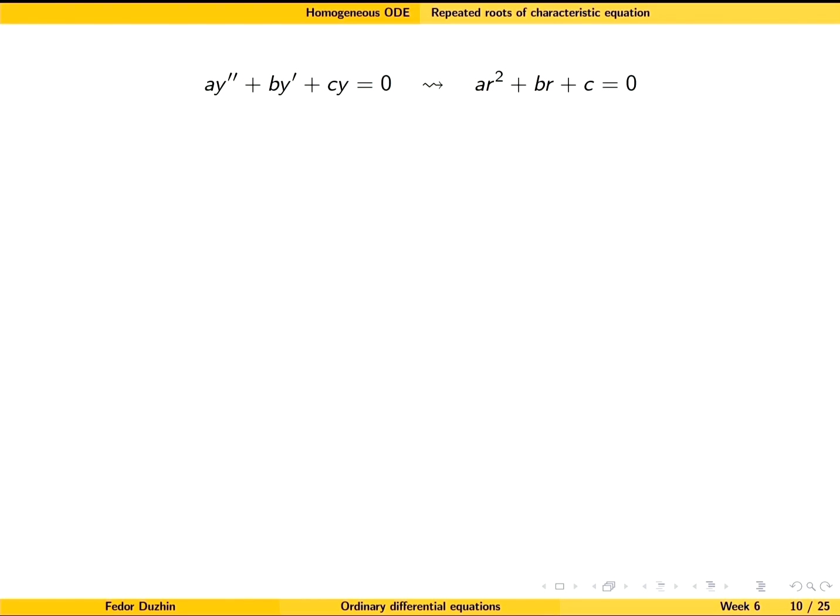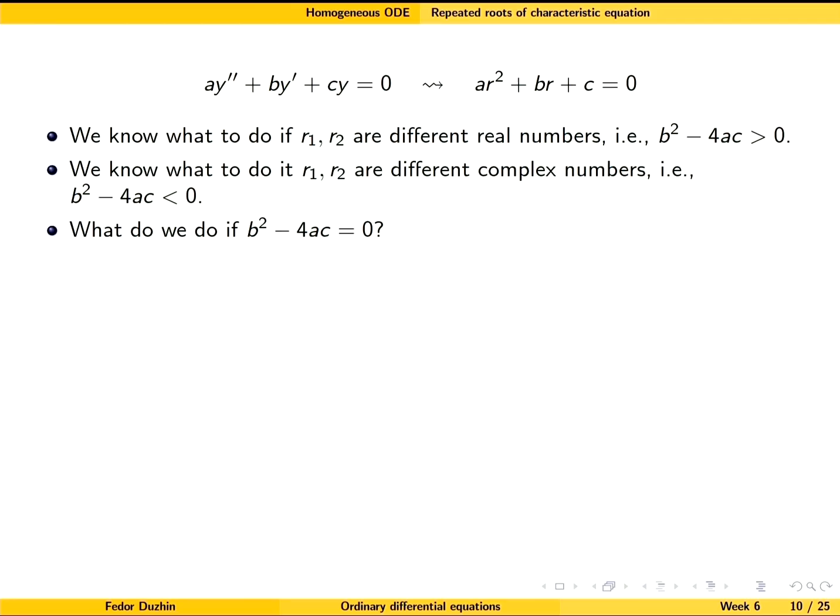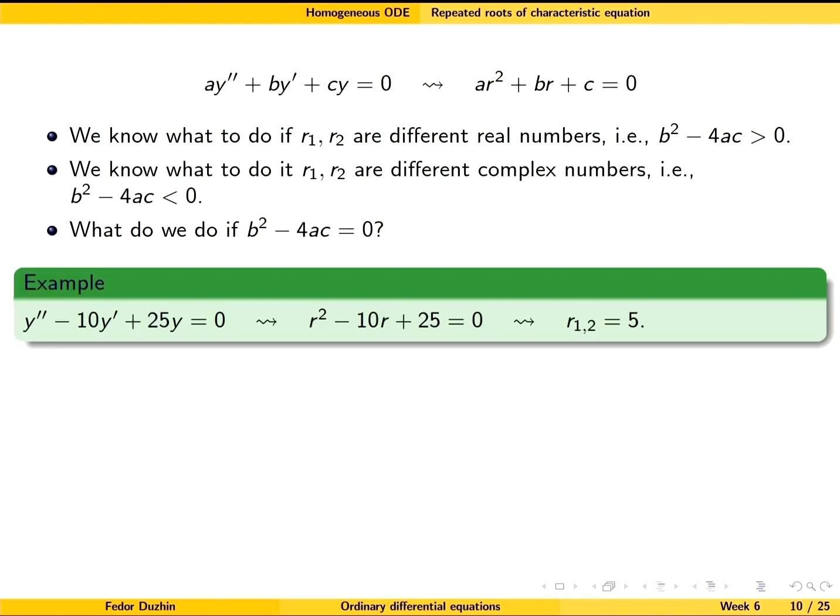All right, so now we're still trying to solve a second order linear homogeneous differential equation with constant coefficients. In any case, we need to write down the corresponding characteristic equation, and we have covered the case of the positive discriminant of the characteristic equation and of the negative discriminant of the characteristic equation. But we don't know yet what to do if the discriminant is 0, right? So here is an example of this.